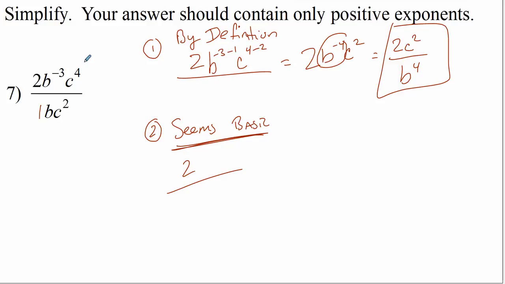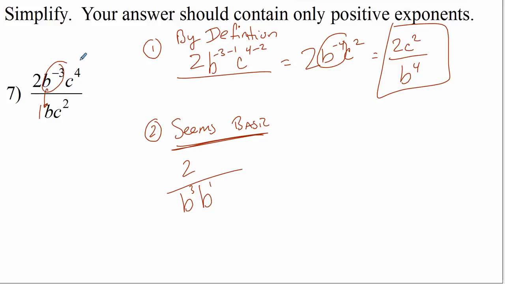But then I want to move all of my negative exponents to the opposite side of the fraction. So this is negative, so that means it drops down, right? Because it's negative, to make it positive, it drops. So it's b to the 3 and b to the 1. Now I have 4 c's and 2 c's. So 4 c's technically are on top and 2 are on the bottom.